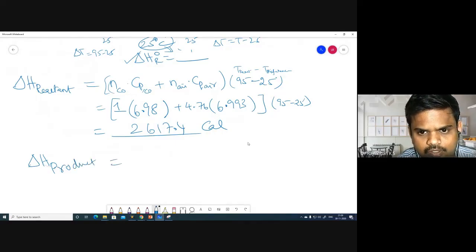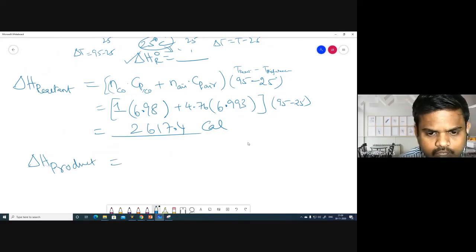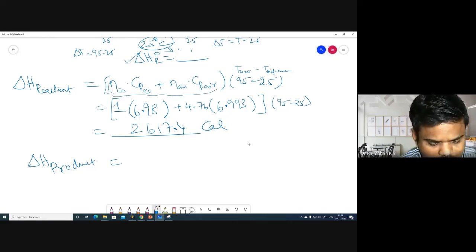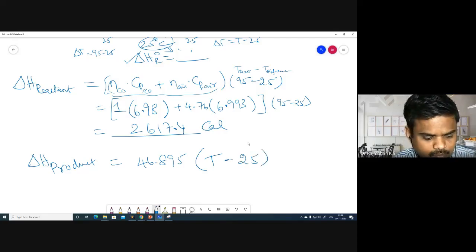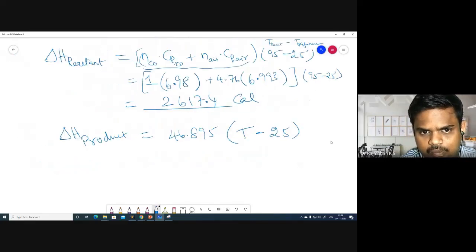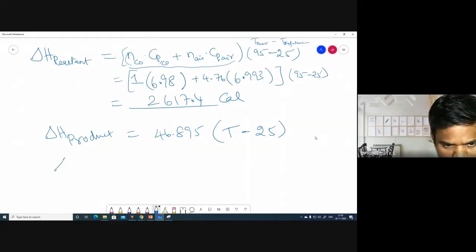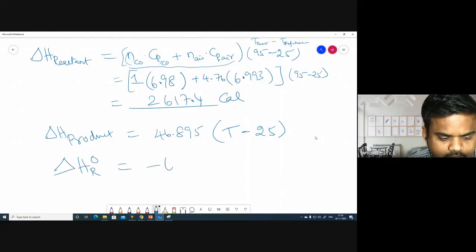Once we have the Cp value, we can calculate delta H of the product. Delta H of the product is 46.895 into the temperature difference. We don't know the final temperature, but we know the reference temperature. So delta H of the product is known. And what is the other thing? What is the reaction taking place at 25 degrees Celsius? We have delta H of the reaction at 25 degrees Celsius, which is given as minus 67,636 calories per mole.